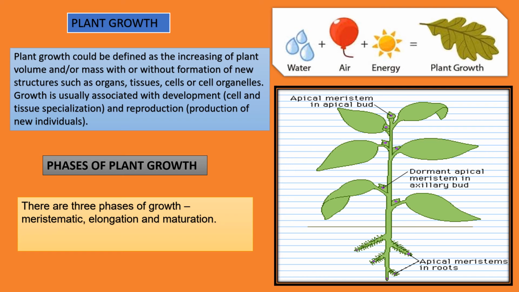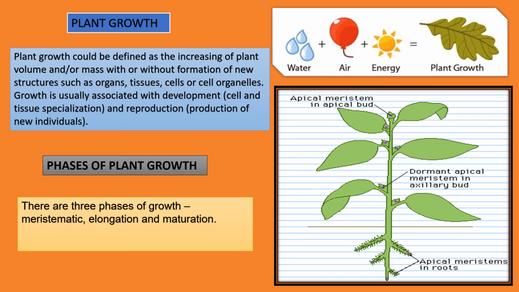Now, see first diagram. Water plus air plus energy, plant growth generally happens. So these are the minimum conditions for the growth of a plant. Because we know actually in presence of sunlight, with the help of oxygen and water, photosynthesis occurs. And photosynthesis is the first step of growth, we can say, because without food, plant can't grow. Now the next one is phases of plant growth.